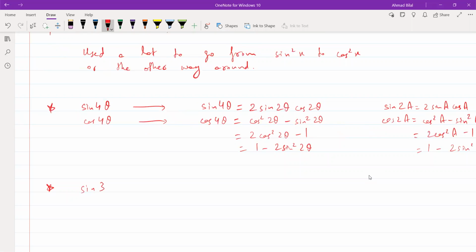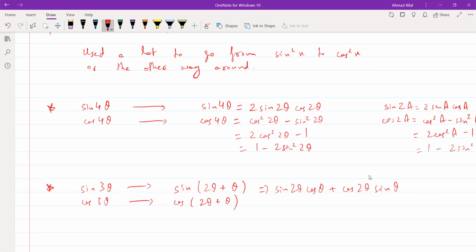अगर left side पे आपके पास sin 3 theta या cos 3 theta आ रहा है, you break it down into two parts. अगर ये odd number आ रहा हो यहाँ पे, what do you do for that? You say it's 2 theta plus theta, or similarly here cos of 2 theta plus theta, and then you apply the compound angle identity to this. It becomes sine 2 theta into cos theta plus cos 2 theta into sine theta. Similarly here it becomes cos of 2 theta into cos of theta minus sine of 2 theta into sine of theta. So it's cos और sine की जो compound angle identities हैं वो हम यहाँ पे लगा देंगे.